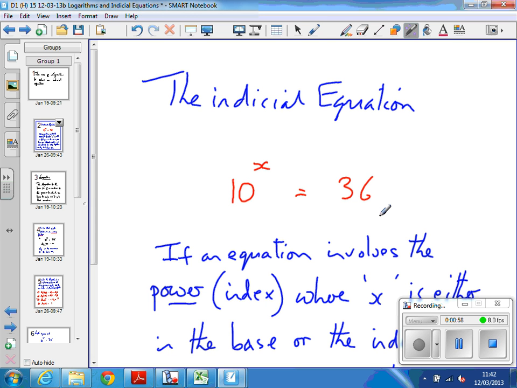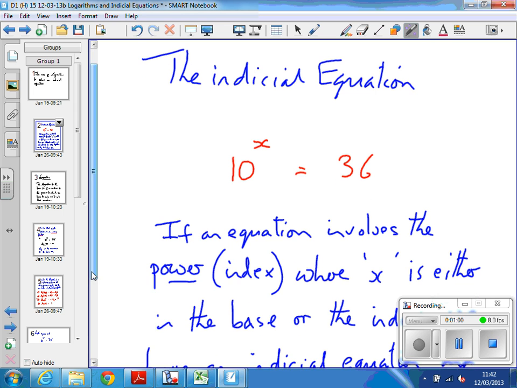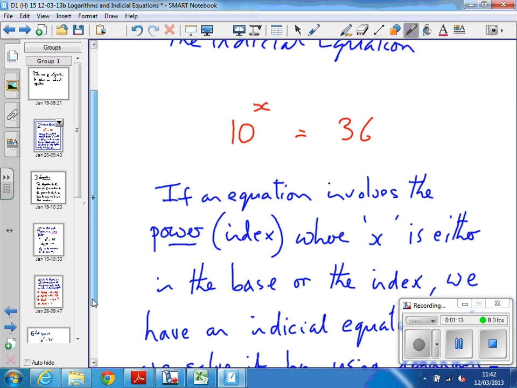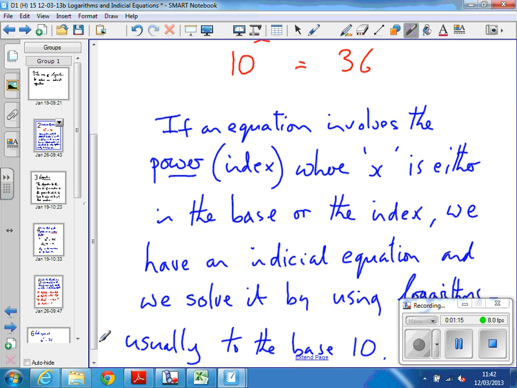This is an indicial equation because it involves the power, either the unknown, the thing that we're after, or the base is the unknown. And so we've got to find out what that is. And we use logarithms to do it. We solve them using logarithms, normally to the base 10.